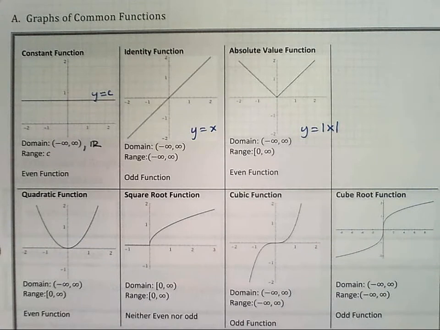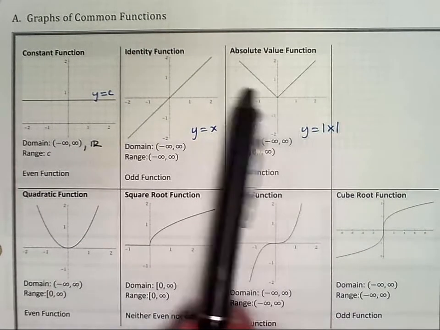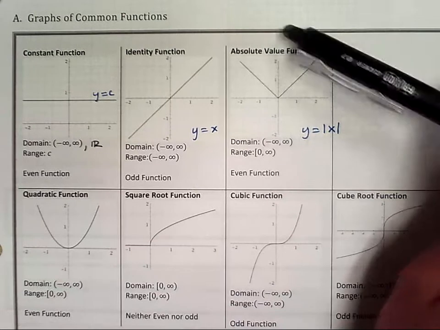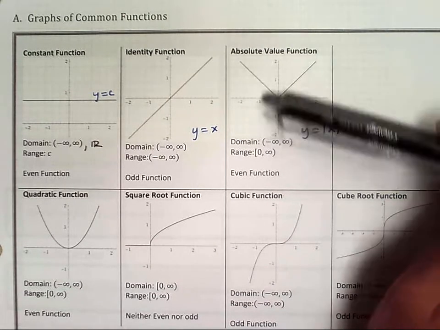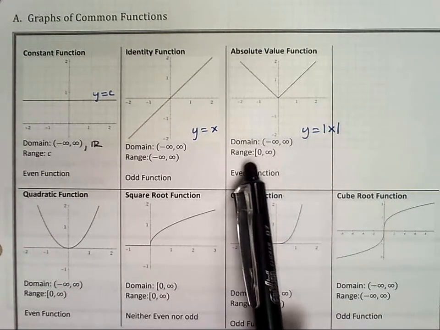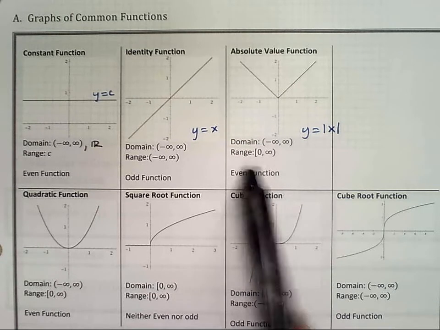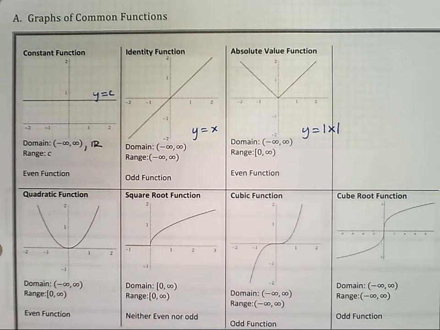So the domain is all real numbers. I'm talking x values, and the range, my y values, are from 0 to infinity. 0 is included, right? Because the absolute value of 0 equals 0. So I can get 0 out of the absolute value function. I can get 0 as a y value.